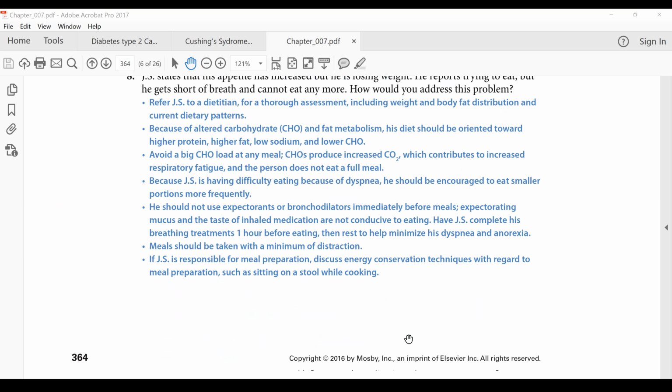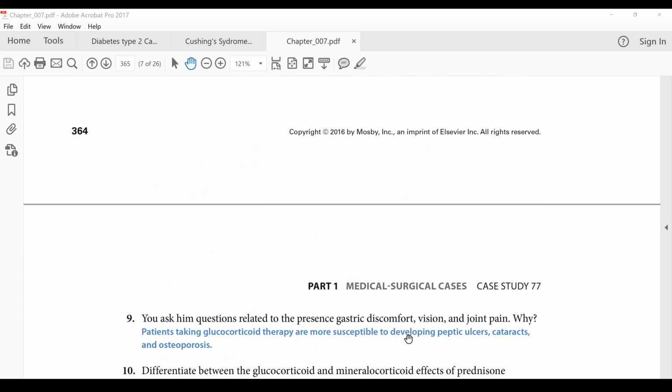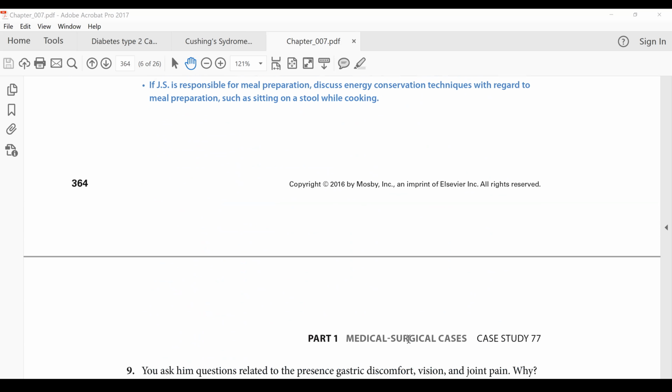All right, so let's look at number 9. You ask him questions related to presence of gastric discomfort, vision, and joint pain. Why are we interested? Because he is taking a steroid, but why? What specifically? How does a steroid affect vision and joint pain and GI discomfort?